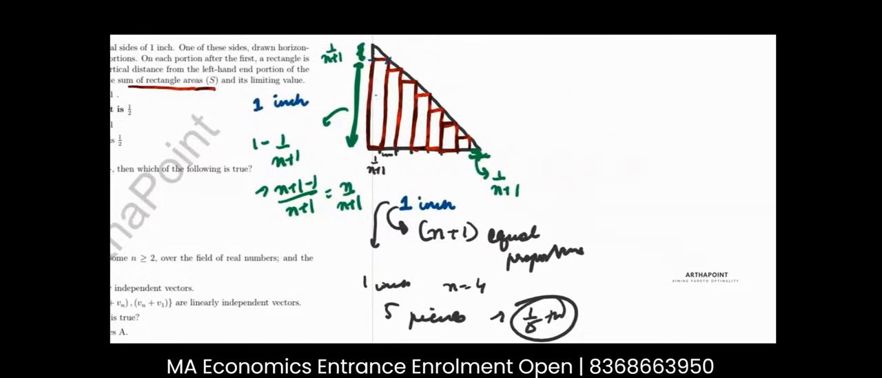So for the triangle 1, I have the length as n upon n plus 1 and the width as 1 upon n plus 1. This is the first rectangle, sorry.